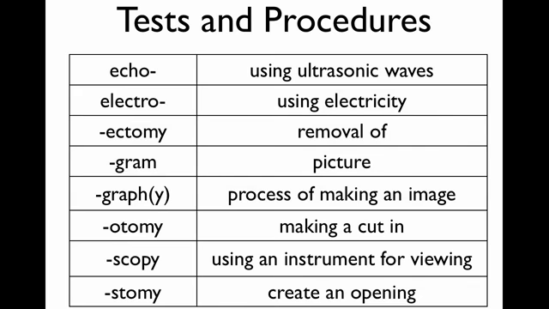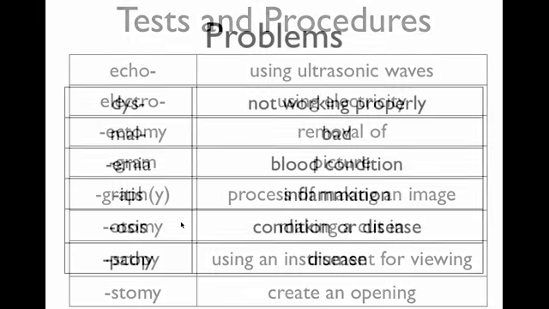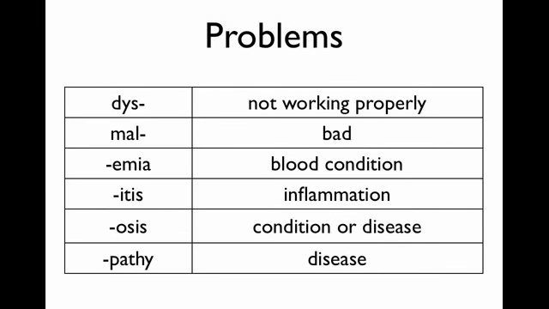Test and procedures, these get used a lot, and it's really helpful to know these because you'll see them over and over again. Echo, as in echocardiogram, using ultrasonic waves. Electro, I'm sure you know. Ectomy is the removal. A gram is a picture. You can talk about a graph, the process of making an image. Tomy, making a cut, scope, using an instrument for viewing, and ostomy, creating an opening. These are very common.